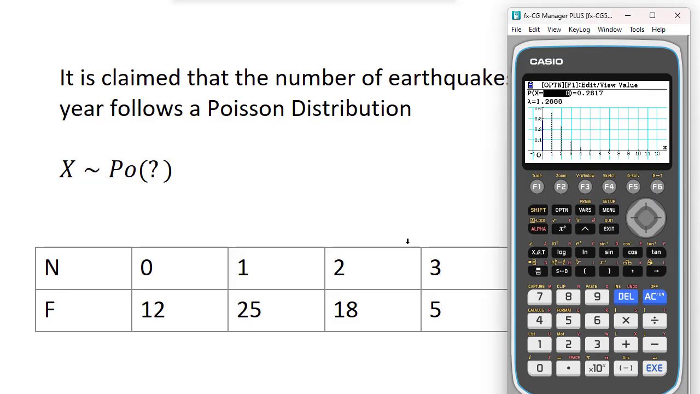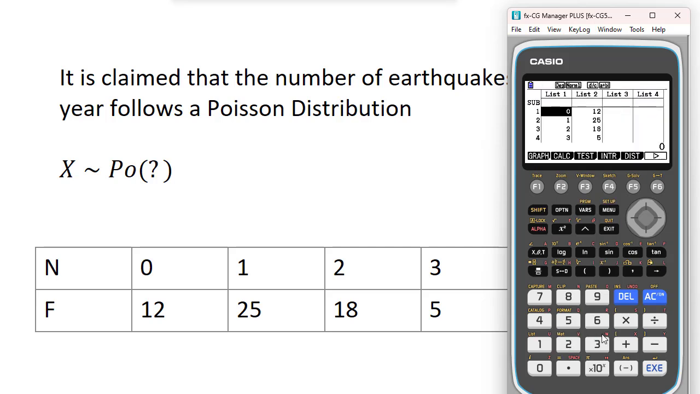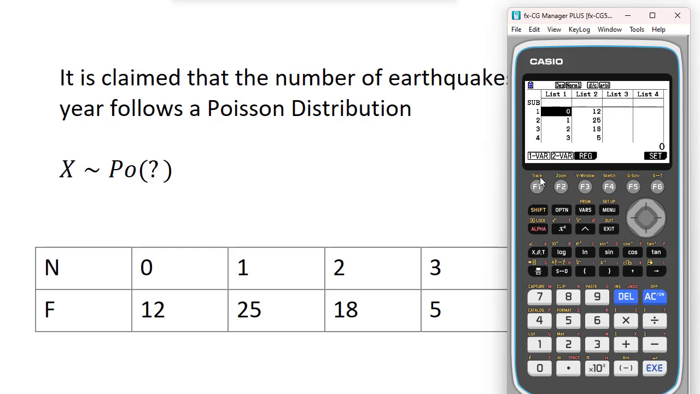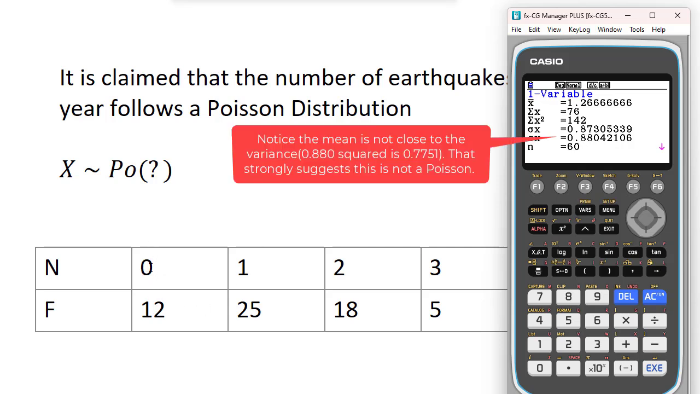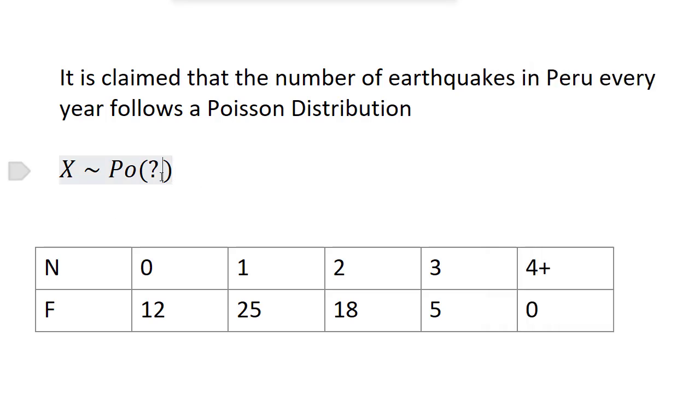Let's do that on the calculator. So obviously you just type it in, calculate, you remember to press set. Yes, it's set correctly, 1 variable. So over 60 years I've counted how many earthquakes. 12 years they didn't have any at all. 25 years they had 1. So the average is 1.266. So that is a calculated one, so I must subtract 1 off the number of degrees of freedom.